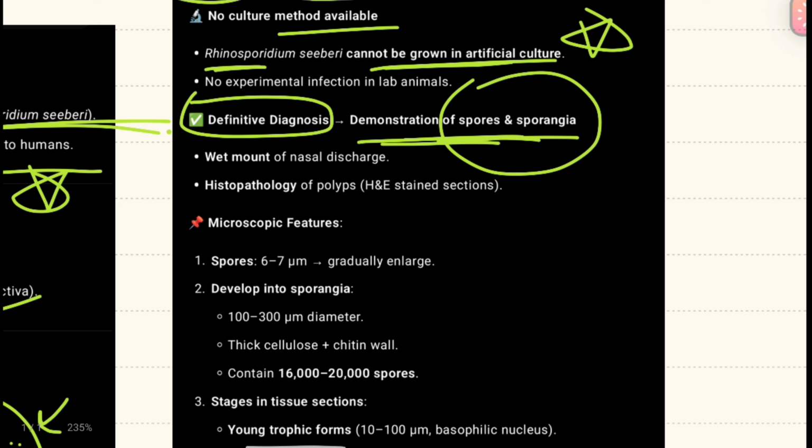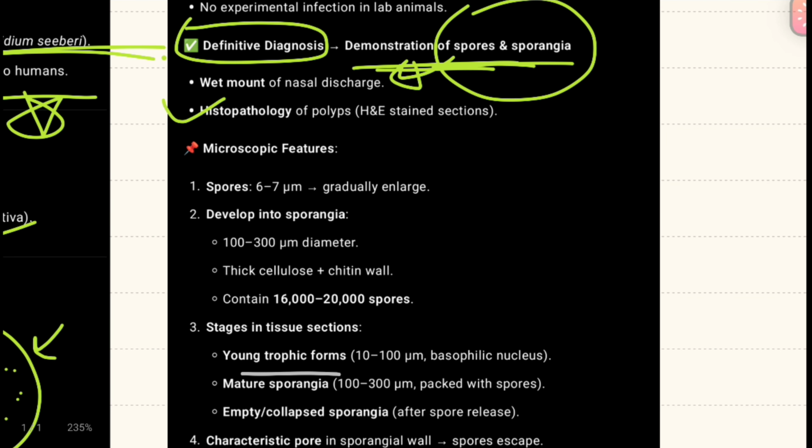So, this demonstration of spores and sporangia can be done via the wet mount technique. In this technique, the nasal discharge is collected and smeared on the slides, and if stains are prepared, then stains can also be applied, and a cover slip is put on the slide, then directly visualized in the microscope. So, this is a direct wet mount technique, and sometimes the histopathology of the polyps can also be done through tissue collection and staining with H&E stains.